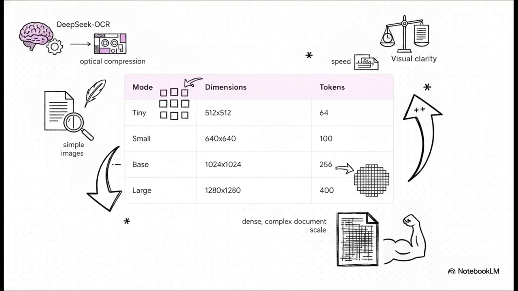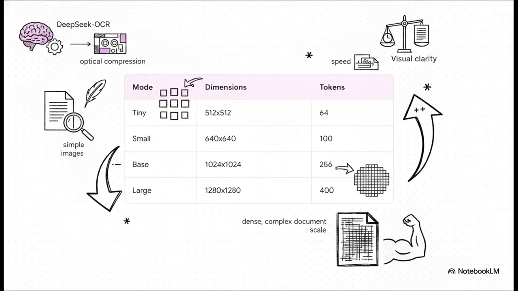Now, DeepSeek-OCR doesn't try to force some rigid, one-size-fits-all approach. Look at this spectrum for their native resolution modes. If you just have a simple, straightforward image, you can use the tiny mode. It operates at 512 by 512 dimensions and costs the model a mere 64 vision tokens. That is incredibly lightweight. But if you're dealing with a dense, complex document, you can scale all the way up to their large mode at 1280 by 1280, utilizing 400 vision tokens.